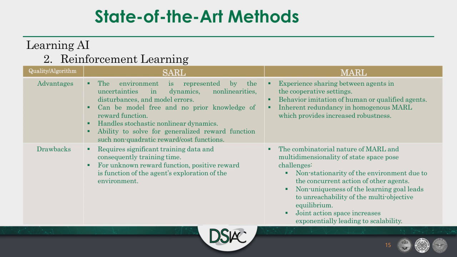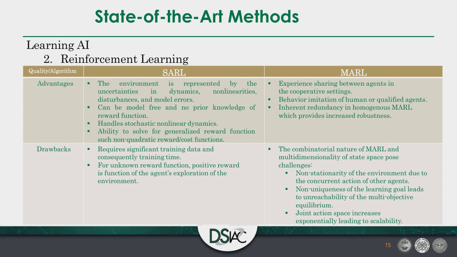There are some drawbacks, and obviously they require significant training data and consequently training time. They can have some convergence issues in many situations, and scalability issues as well. In the case of an unknown reward function, positive reward is a function of the agent's exploration of the environment. So there is something called the exploration-exploitation problem in reinforcement learning, where you have to balance between what the machine has already learned and the need to explore in order to learn better from the environment and reach an optimal policy.